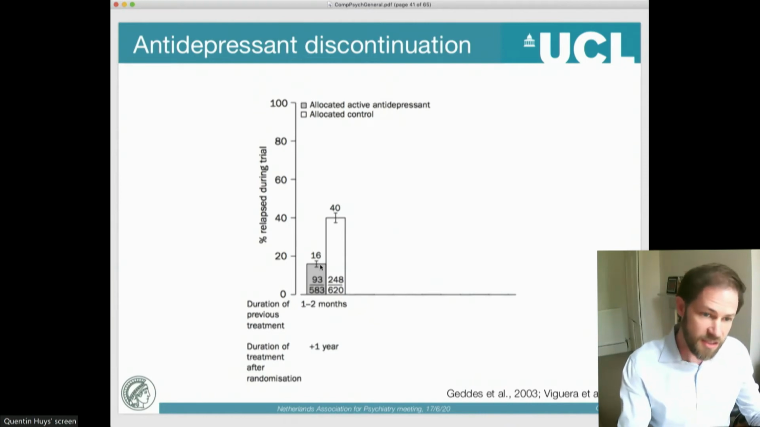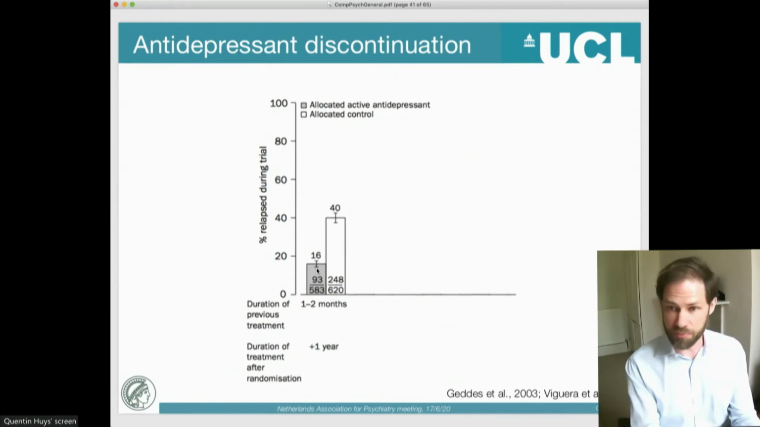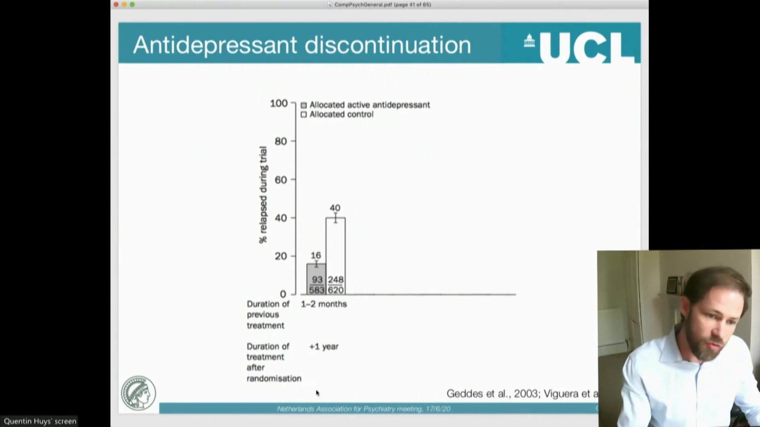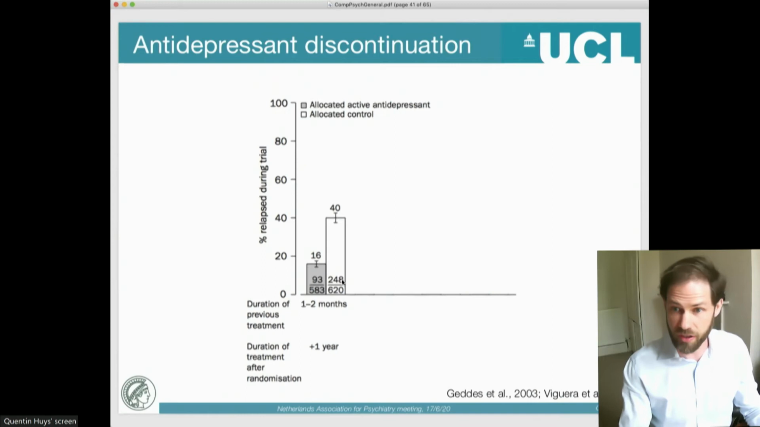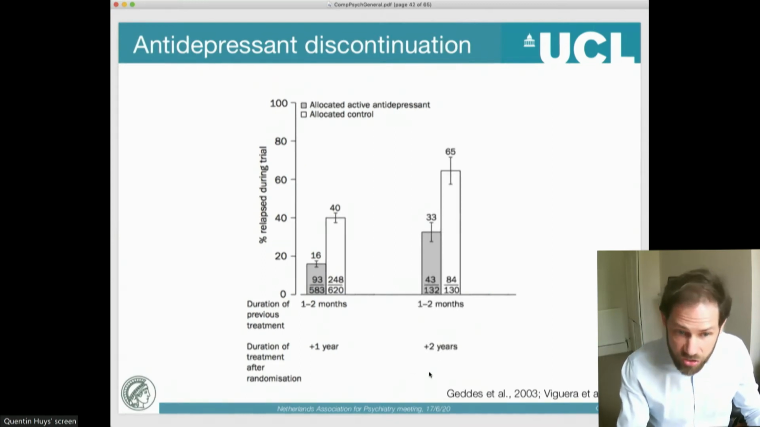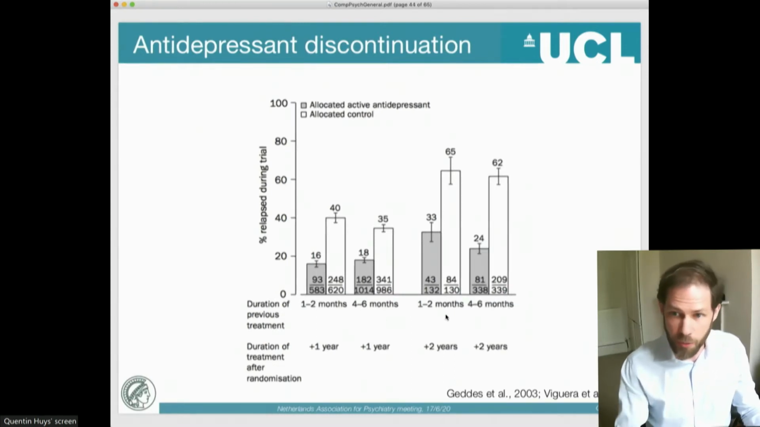This is a meta-analysis looking at the relapse rates when people who have responded to antidepressants are taken off the antidepressant and continued on placebo. And what you see is that over the period of a year, around 40% relapse when they continued on placebo, compared to 16% who are continued on antidepressants. This remains the same if you look over a 2-year period. The differences are very large, and independent of whether you treat for 1 or 2 months up to remission or a bit longer. So taking somebody off an antidepressant puts him or her at high risk of relapse.